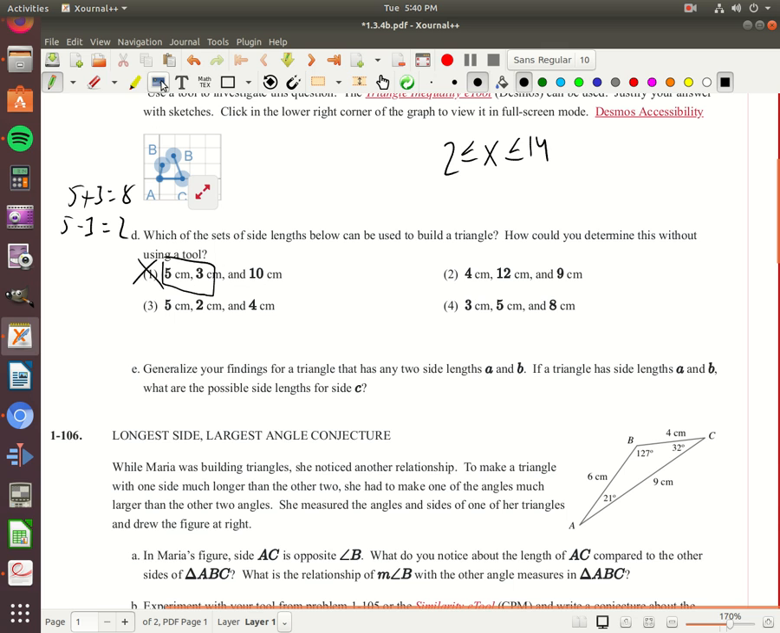But what if you didn't pick 5 and 3? What if instead you chose 3 and 10? Well, 10 plus 3 is 13, and 10 minus 3 is 7. 5 would need to be between 7 and 13, and it's not. So I'm saying this won't be a triangle. 5, 3, and 10 will not be a triangle.